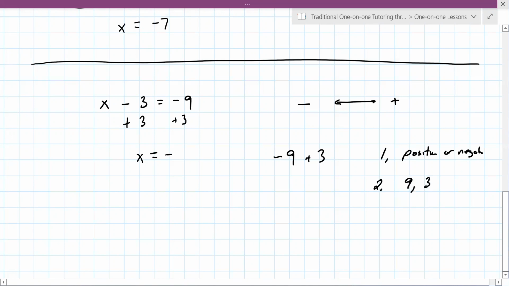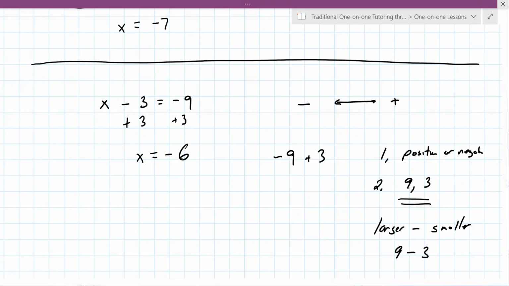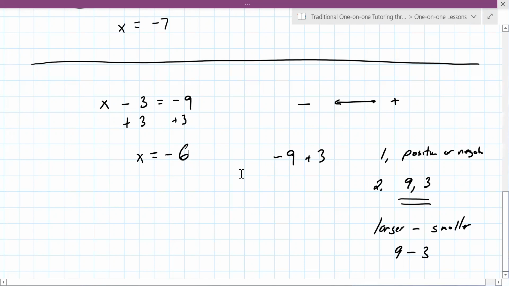So you look at the numbers as 9 and 3. And then you take the larger and you subtract the smaller. So 6. And then you put that in front. So it's 2 steps, but eventually you will just do it without even thinking of it as 2 steps. But for now, you're going to have to interpret it this way. And that's the case when they're opposite in sign.